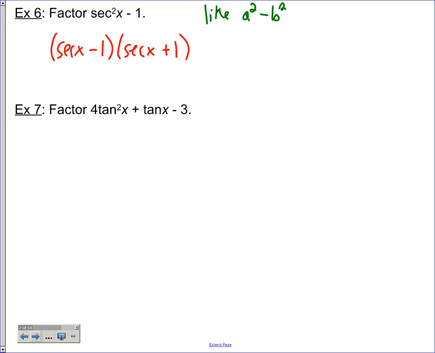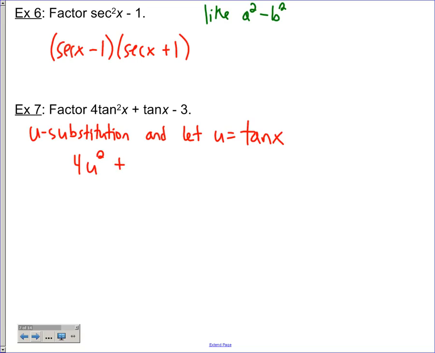Now in example 7, we've got 4 tangent squared x plus tangent x minus 3. So this is an example that looks sort of like a quadratic. So let's use u substitution, and let u equal tangent of x. So this is going to give us 4u squared plus u minus 3. Now we may need the box method for this. We need two numbers that multiply to be 4 times negative 3, which is negative 12, and add to be 1. And it turns out that it's a 4 and a negative 3.